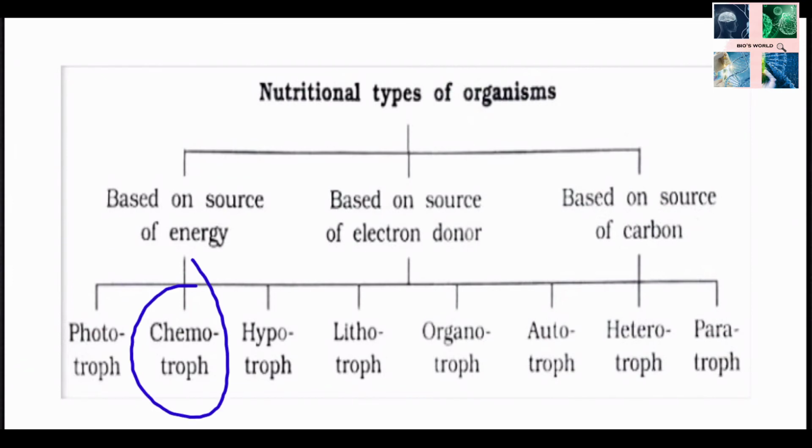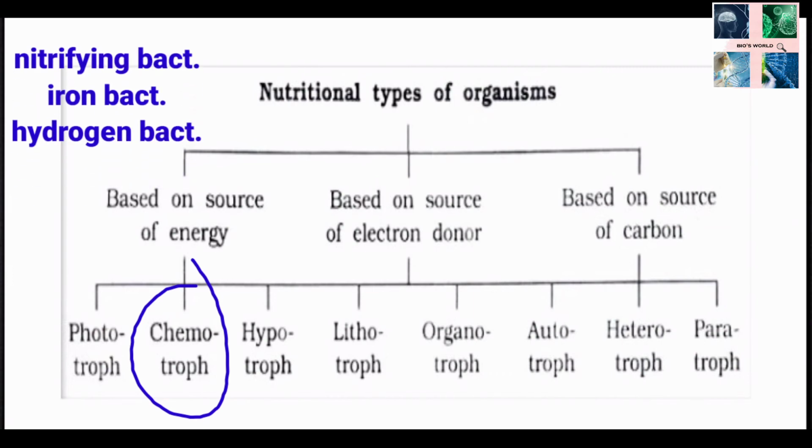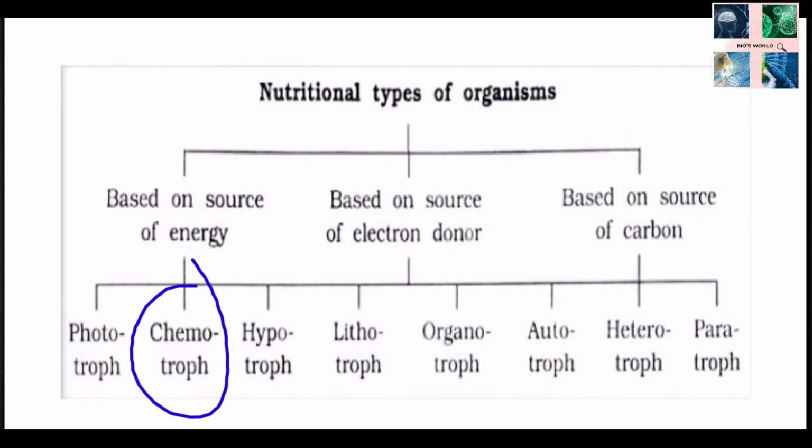Next about chemotrophs. These are bacteria which obtain energy by oxidizing chemicals. Upon oxidation of chemicals, chemical energy is released. It is trapped in ATP molecules during biochemical reactions and is made available for cellular processes. For example, nitrifying bacteria, iron oxidizing bacteria, hydrogen bacteria. These are some examples of chemoautotrophs.